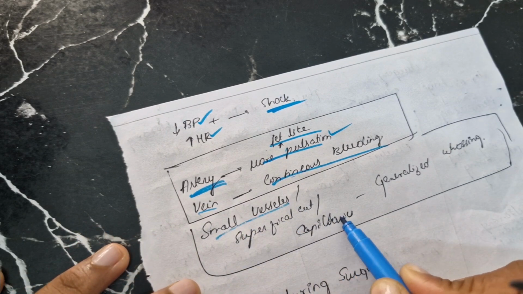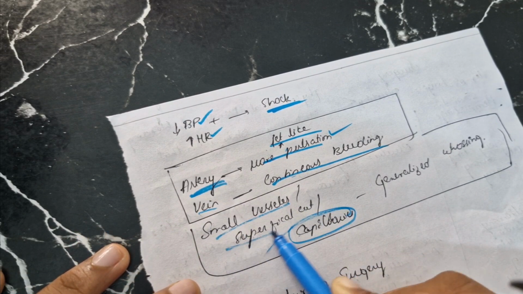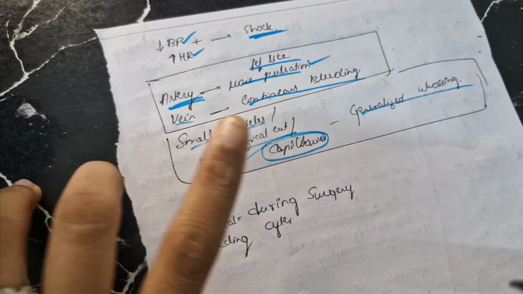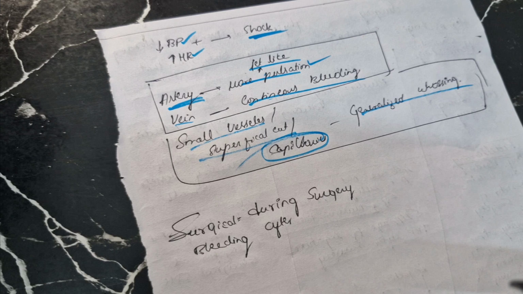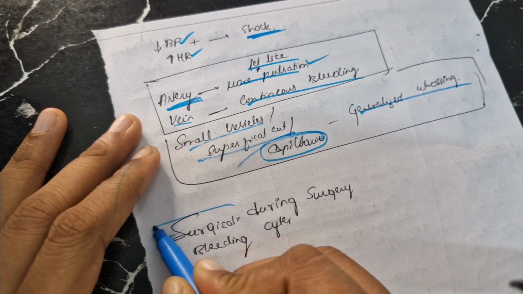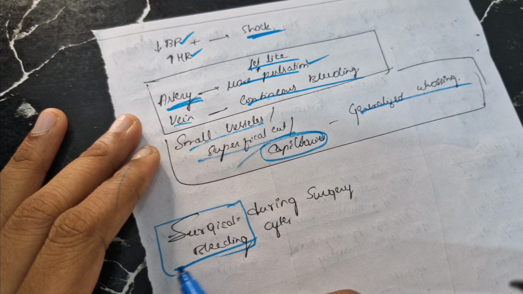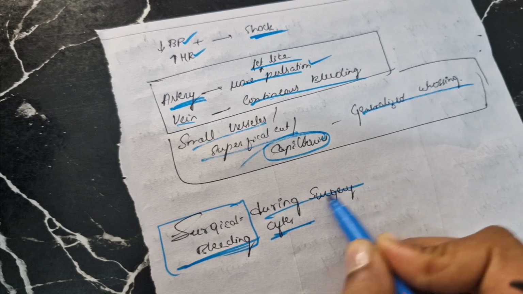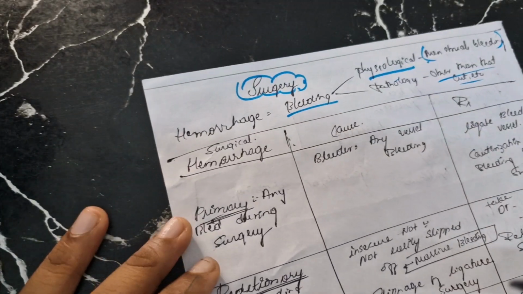Whereas in small vessels, meaning capillaries, where there is a superficial cut, there will be generalized oozing of blood. These are the ways you can distinguish whether the blood is coming from an artery, a vein, or small vessels like capillaries. The other type of bleeding is surgical bleeding. Surgical bleeding means any bleeding which occurs during surgery or after surgery at the surgical site. Now we'll discuss surgical bleeding briefly.